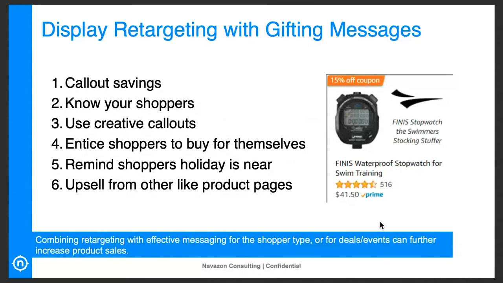So with display retargeting, here's a fun way that I just love to use this one. So the display, as you can see, you can call out your savings. So if you have a coupon currently running, best deal, it's really a great ad to run. Front and center there it says 15% off coupon. Wouldn't you love to have that on your competitors' pages?